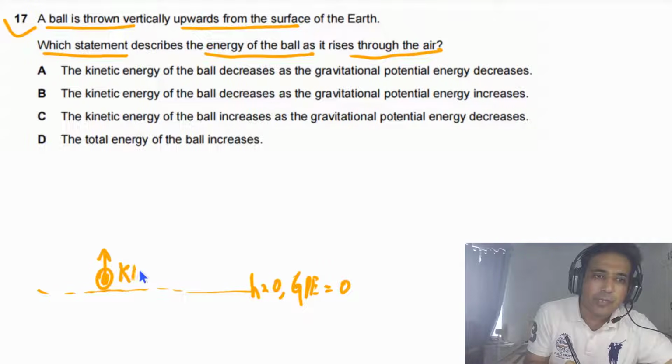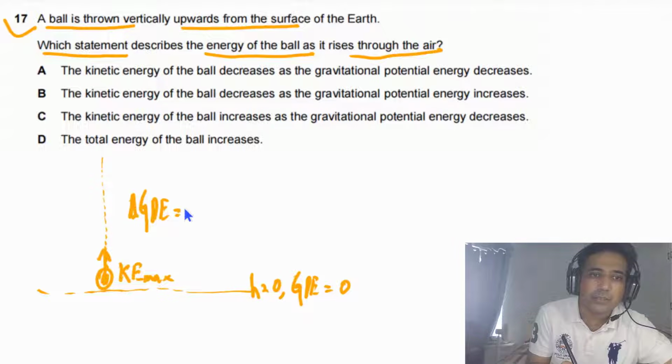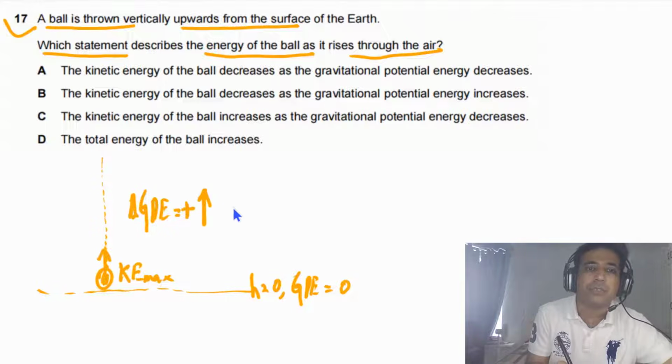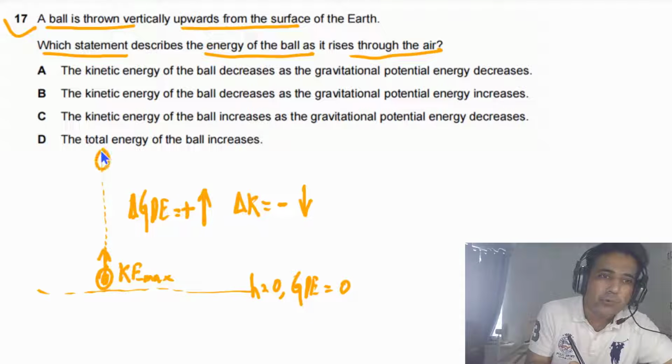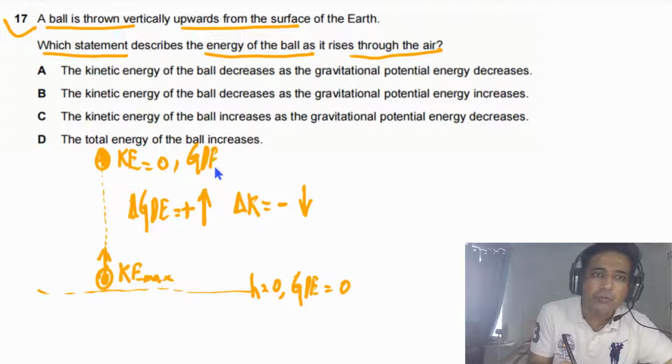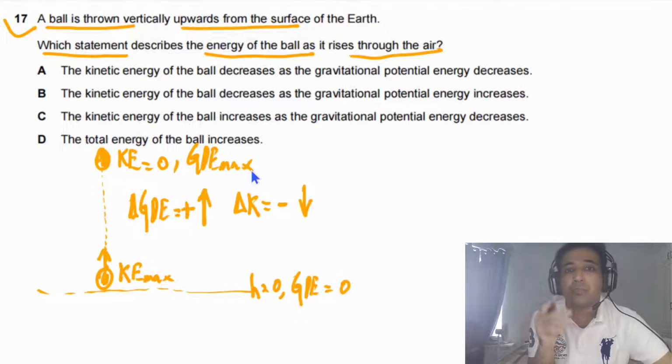Then the kinetic energy of the ball at this point will be maximum. As this ball rises, the change in GPE will be positive, meaning GPE will increase. And the change in kinetic energy will be negative, meaning kinetic energy will decrease. And when the ball reaches the maximum height, the kinetic energy of the ball will be equal to 0 and GPE of the ball will be maximum. So these are the points we need to understand.